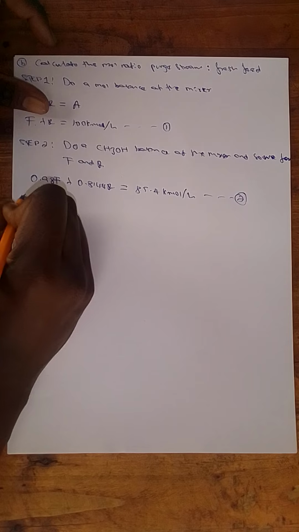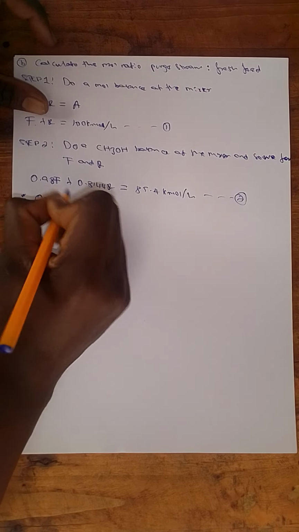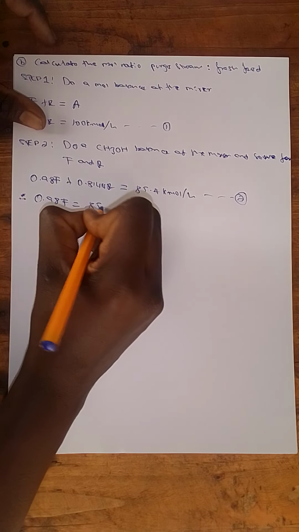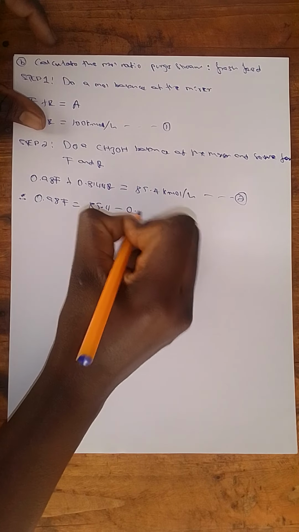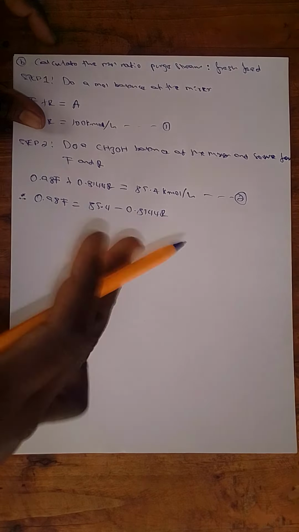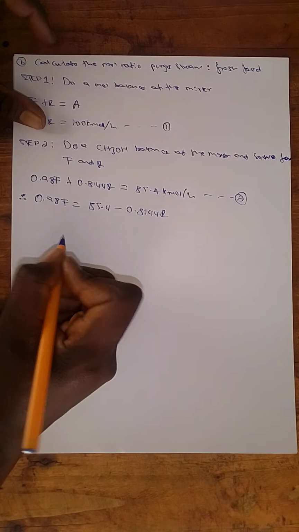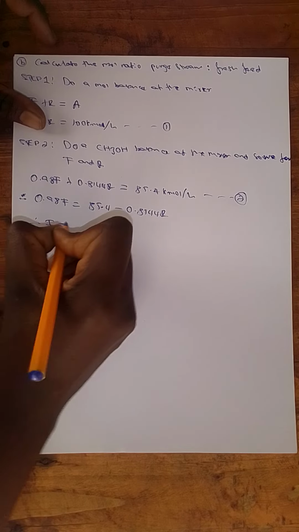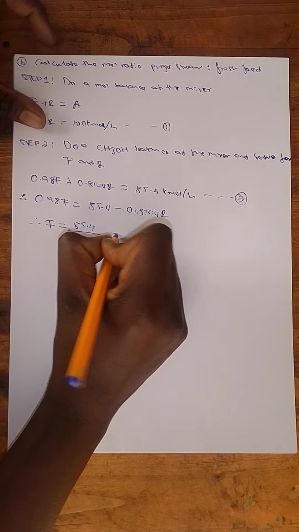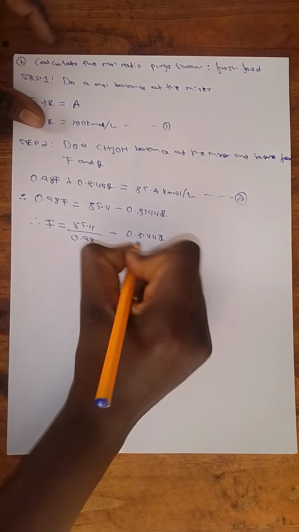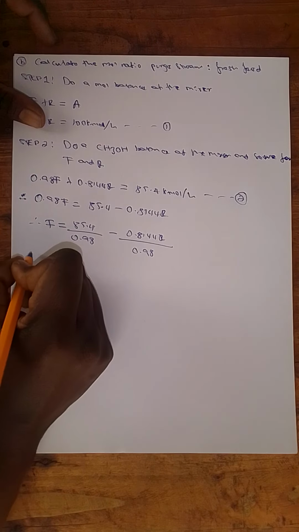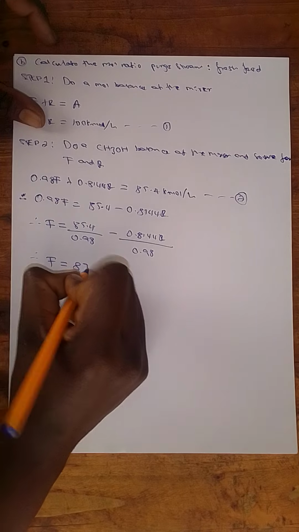therefore 0.98 F is equal to 85.4 minus 0.8144 R. I just rearranged and put everything in terms of F. I took the R to the other side, and if you do further simplification, you'll find F equals 85.4 over 0.98 minus 0.8144 R over 0.98, as I divided through by 0.98, and therefore F is equal to 87.1428 minus 0.8310 R.